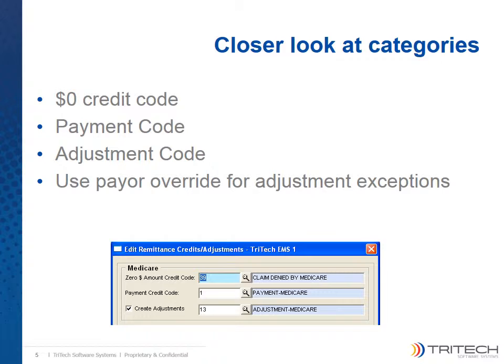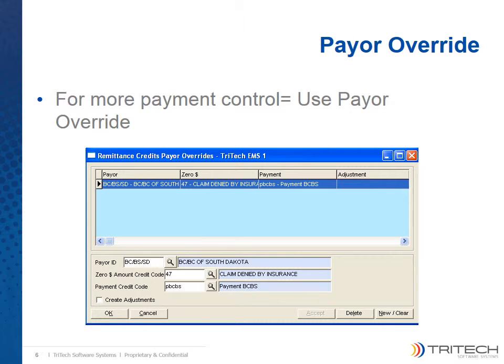Only choose the Create Adjustments checkbox if you are contractually obligated to accept adjustments from all payers for the payer category being configured. Typically, this is only going to include Medicare or Medicaid categories. For categories where you must accept adjustments from some payers but not from others, please configure payer overrides. To configure a payer override, click the Payer Override button.